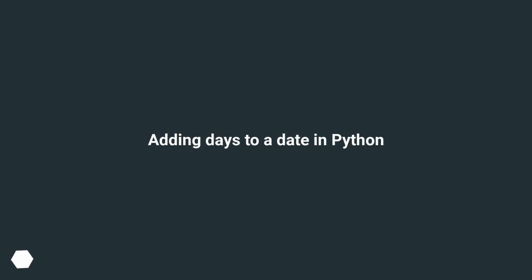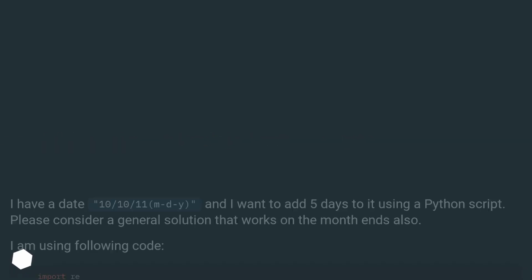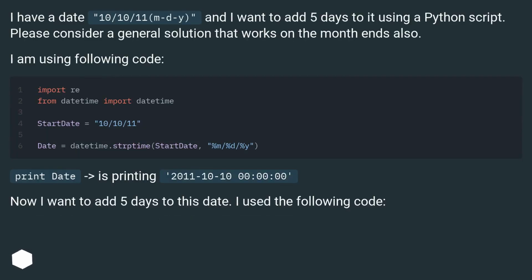Adding days to a date in Python. I have a date, the 10th of October 2011 (MDY), and I want to add 5 days to it using a Python script. Please consider a general solution that works on the month ends also. I am using the following code.